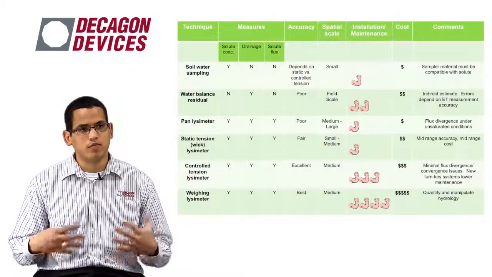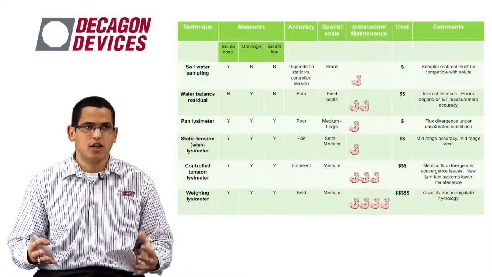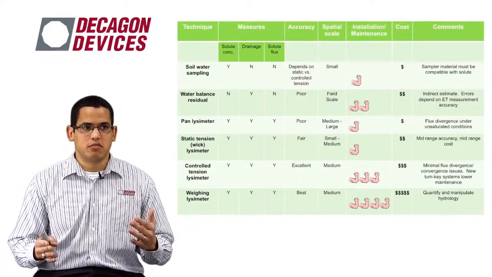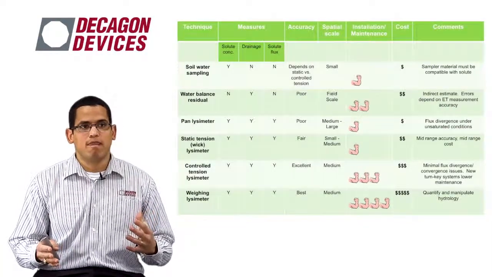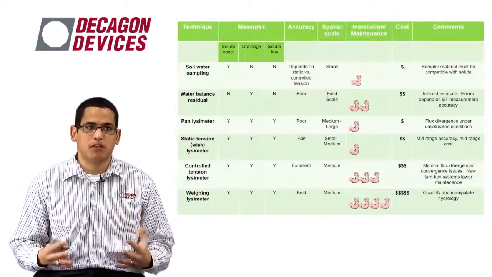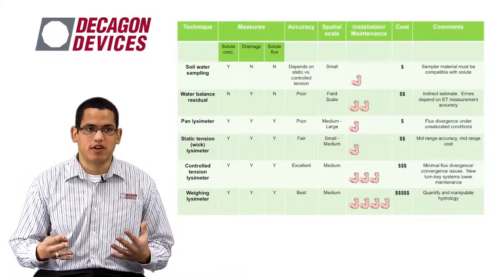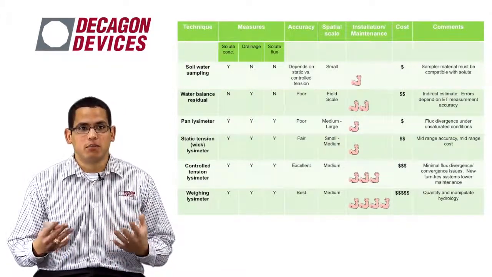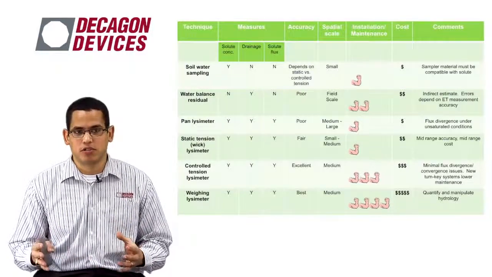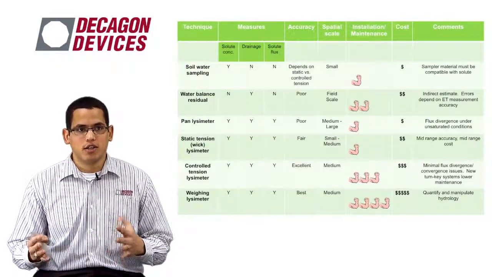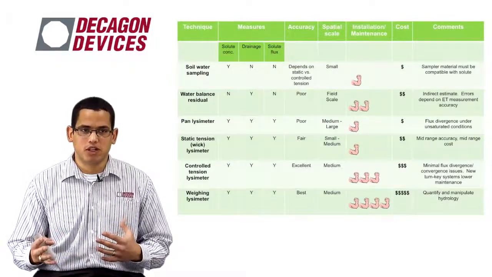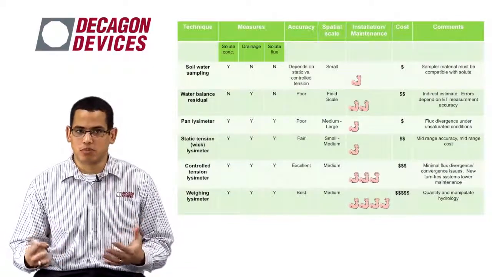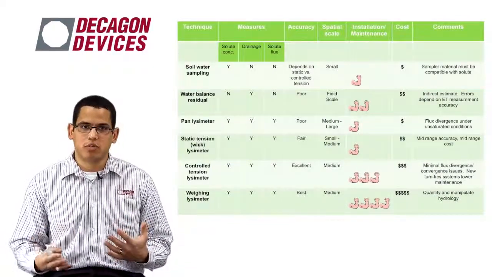And then with control tension lysimeters, you get the same measurements as you get with the pan lysimeter and the static tension lysimeter. You get excellent accuracy. It's the best measurement method for trying to quantify deep drainage. You get medium scale, depending on how big the suction plate you go with. It's about the same installation requirement as a pan or static tension lysimeter, but it is going to be more maintenance intensive, and it's going to be more expensive.